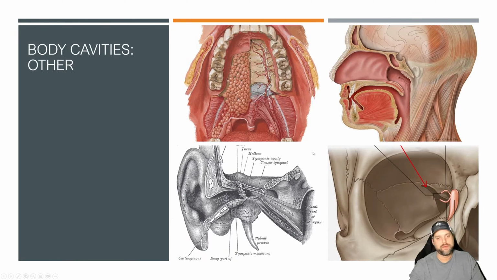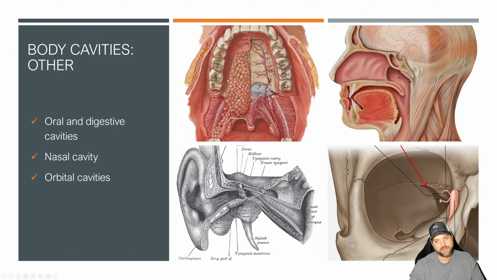There are a few other body cavities that we don't go over yet in this introduction. There are oral cavities, of course, and other digestive cavities, like your esophagus. You have nasal cavities, your turbinates, your oral cavities down your throat. You also have orbital cavities, down here behind the eyeball. And also you have middle ear cavities.